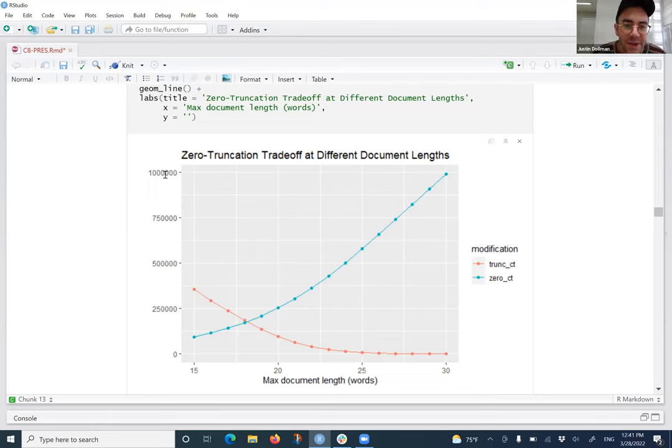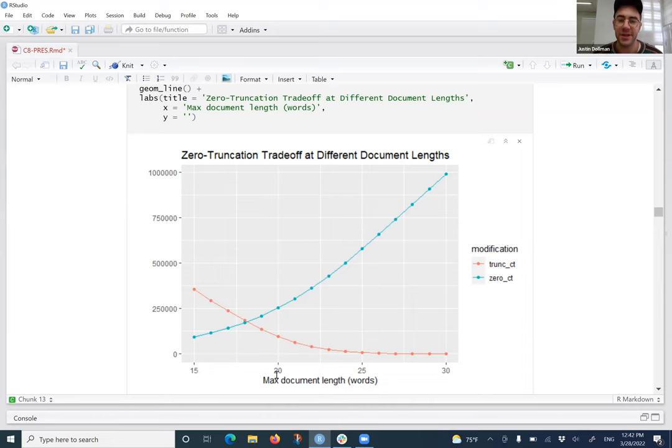Is that 10 million or 1 million? 1 million. My eyes are glazing over the number of zeros. But we're introducing 1 million zeros in the documents. So what this is showing is that as a function of the document length that we choose, because it's like a hyperparameter, there are going to be some number of words that we truncate and some number of zeros that we introduce. This shows both of those numbers at each integer.